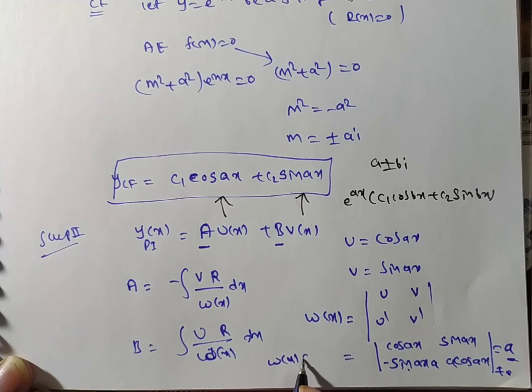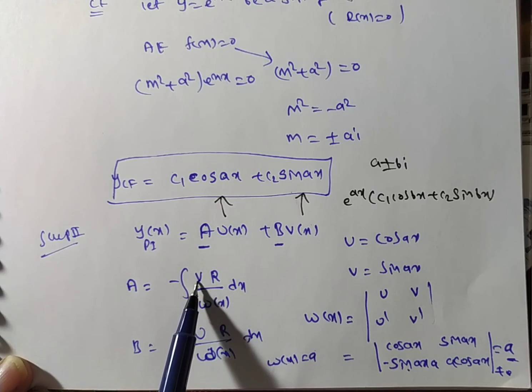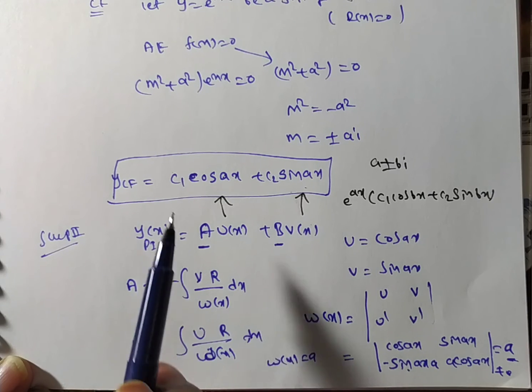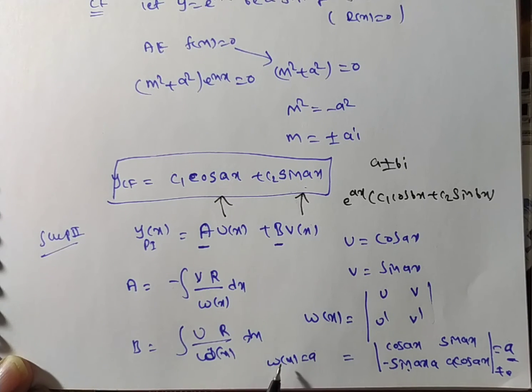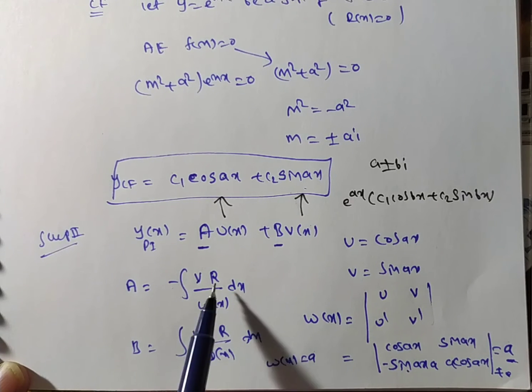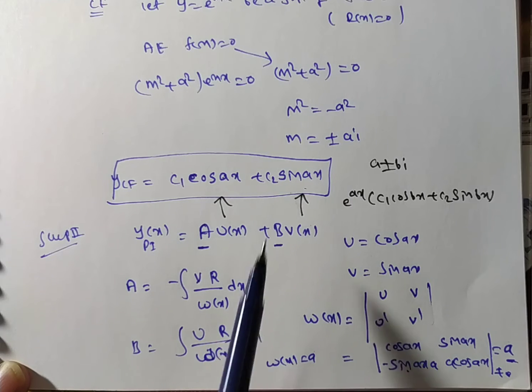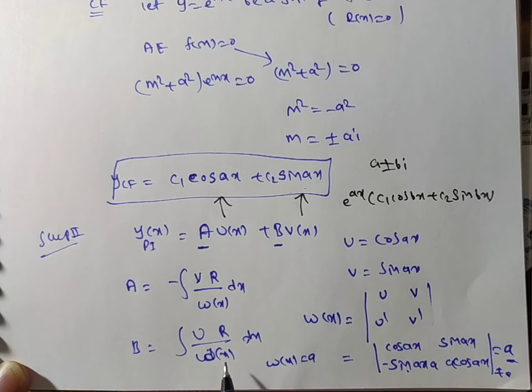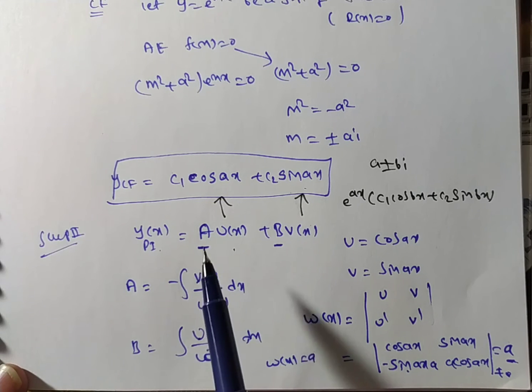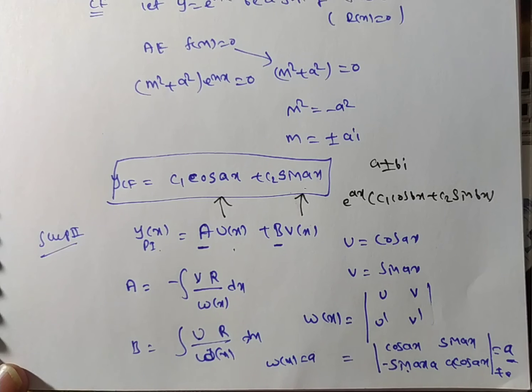Now we have w of x also. You know what v of x is? c2 question. What is r of x? c1 question. What is w of x? a. So if you substitute these three values in this, you will have a. Similarly, if you substitute the u of x value, r of x value and w of x value, then we will have the b value. After that we have to substitute in y equal to yc plus yp. Then you will get the general solution, cf plus pi.